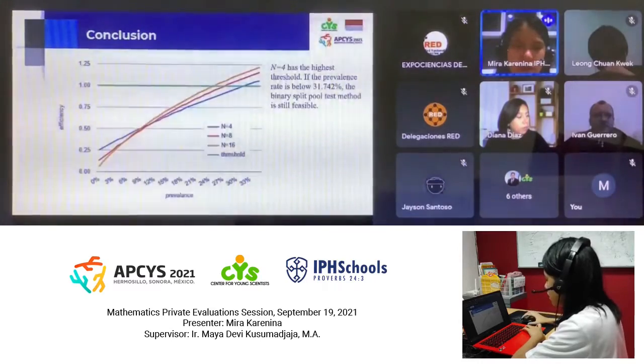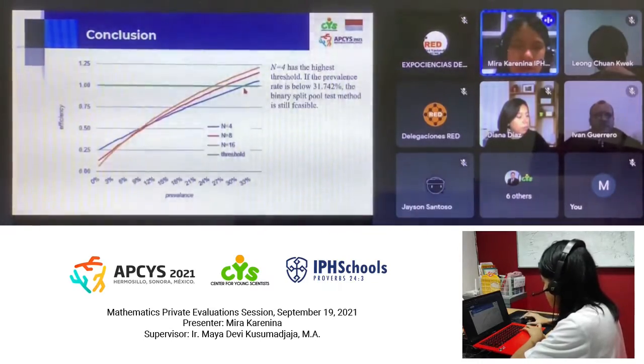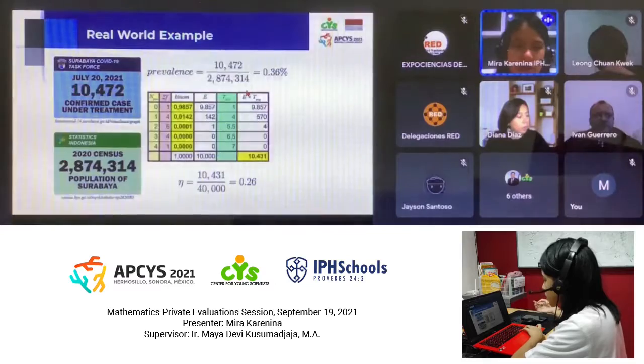Another conclusion is that the initial samples of 4 has the highest threshold. If the prevalence rate is below 31%, the binary split pool test method is still feasible. Now let's try to apply that in a real-world example.